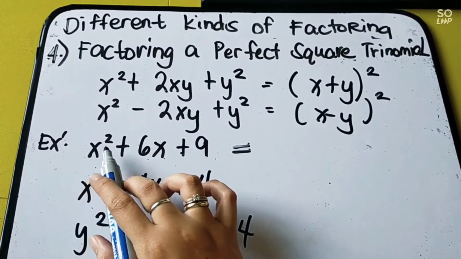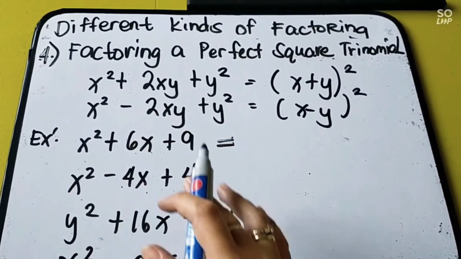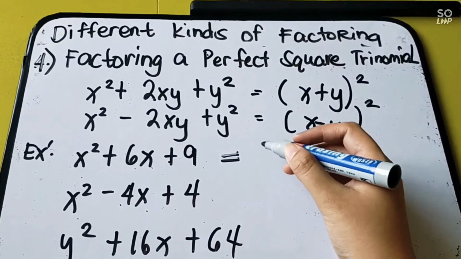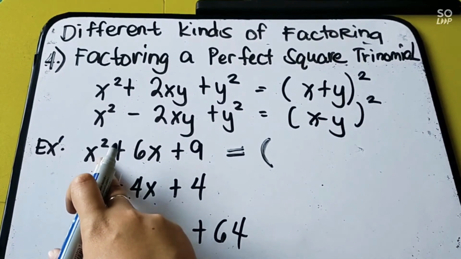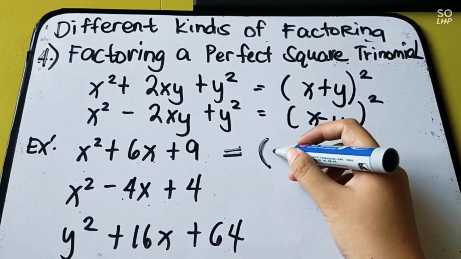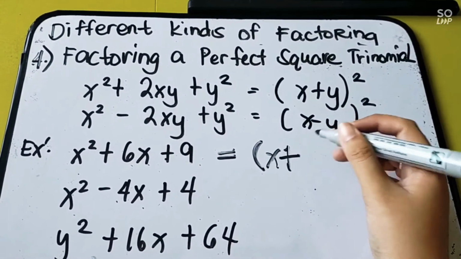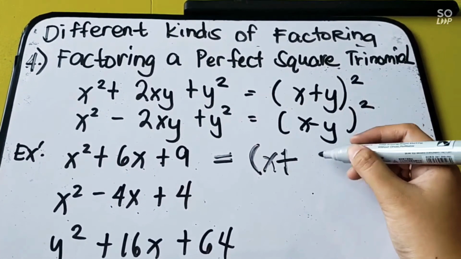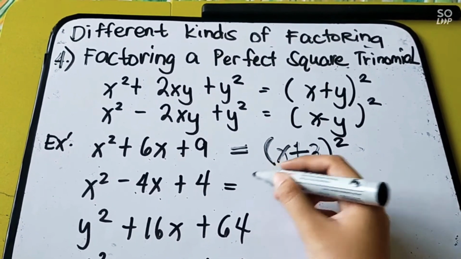So we have here x squared plus 6x plus 9. So this is confirmed a perfect square trinomial. So since a perfect square trinomial na siya, find the square root of x squared na lang. x. Then just copy the sign, plus. Next, square root ni 9, we have 3. Then squared. Tapos na.